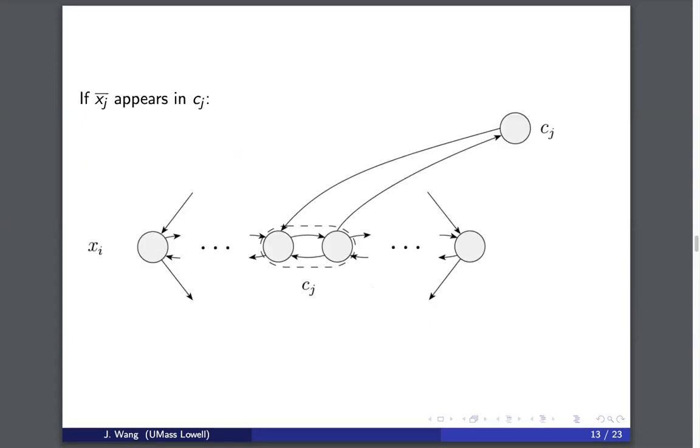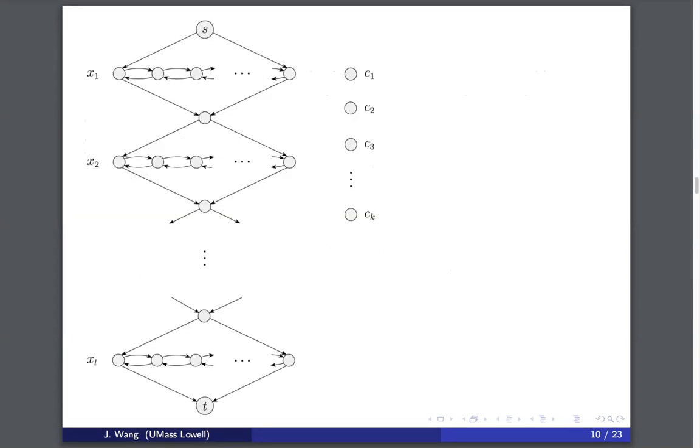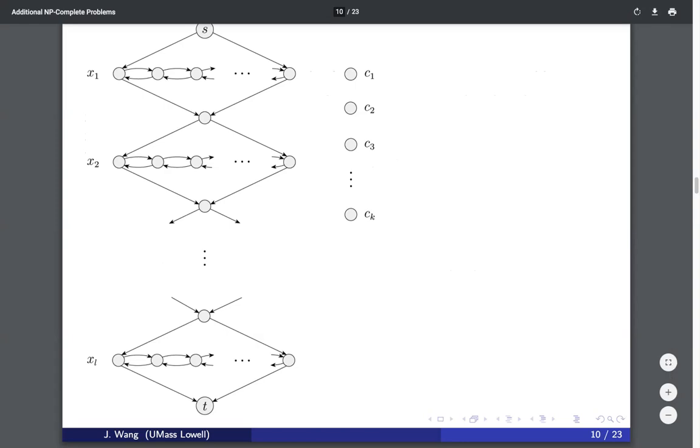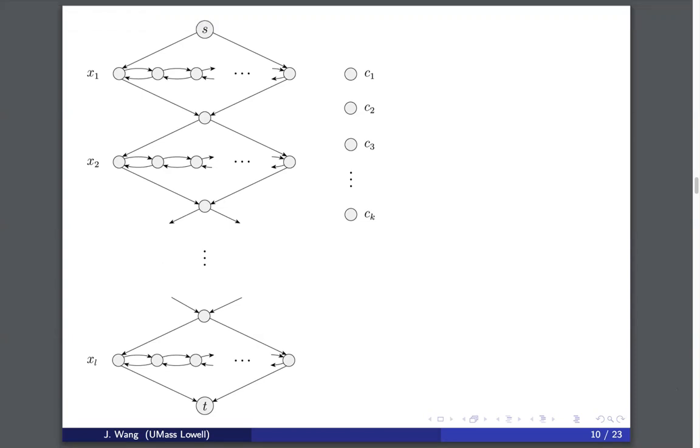Now remember, look at the big picture. This is the start node. This is the target node. For instance, if S1 is in C1, S2 bar is in C1, just look at this first one. So what we're going to have here is, let me put one more here.